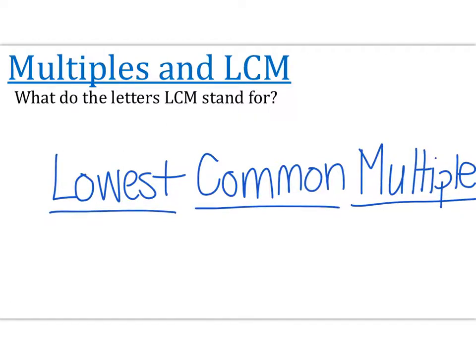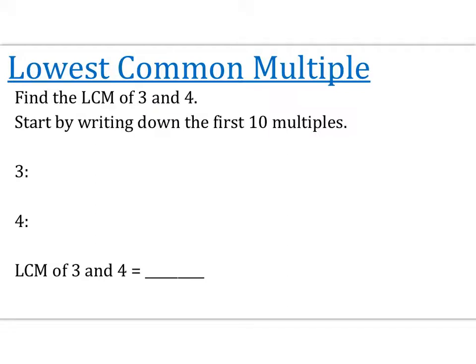Let's try this out. Find the lowest common multiple of 3 and 4. They even give us this lovely hint. It says start by writing down the first 10 multiples. So multiples sounds like multiplication. So we need to think about the 3 times table.